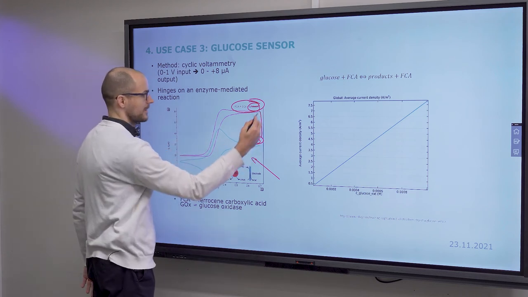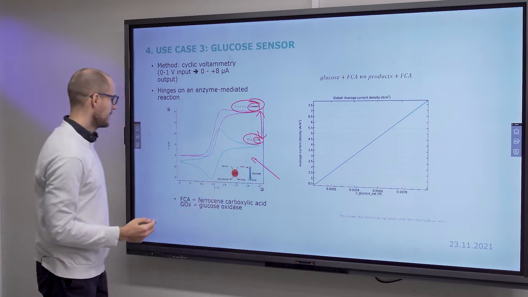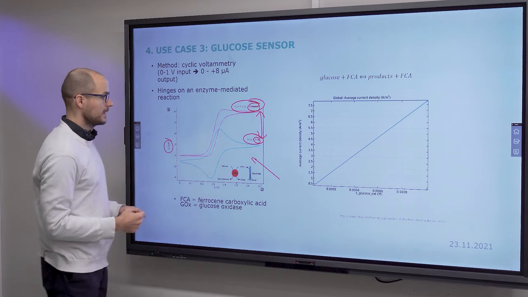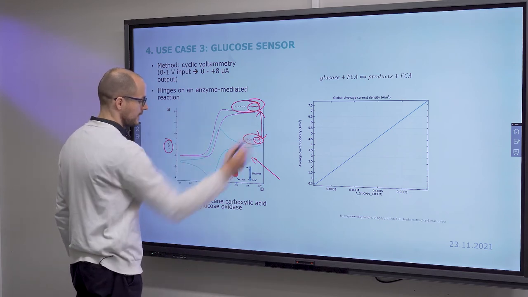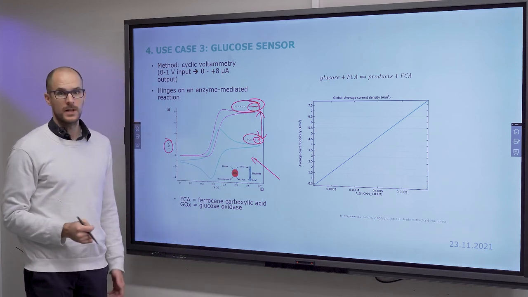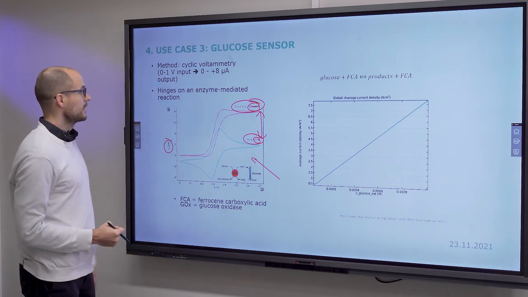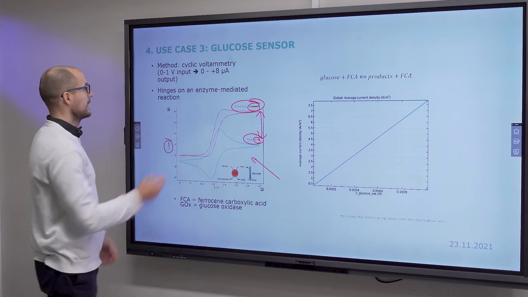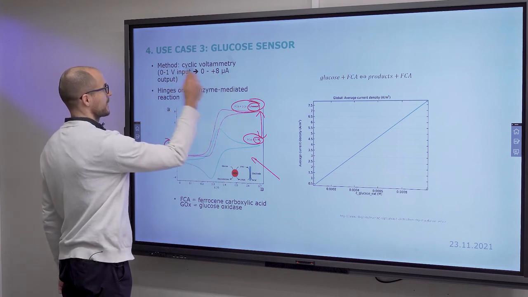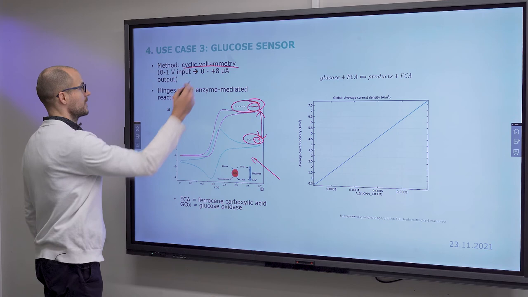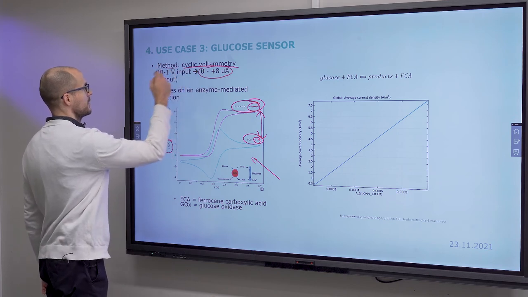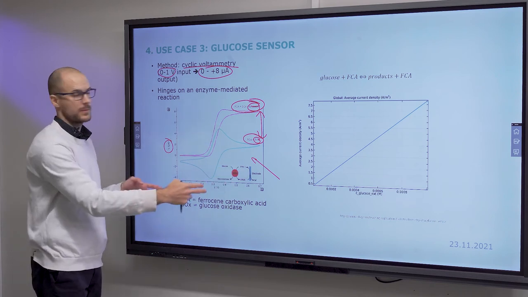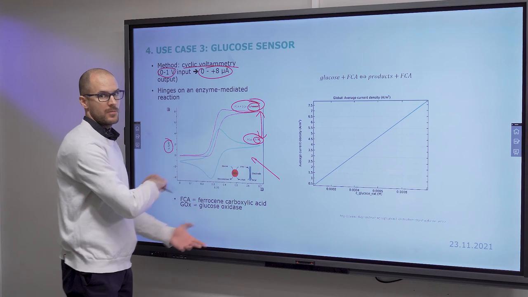There will be a deflection, and the amount of the deflection of this current flux is what tells you the concentration of the target, not the electroactive species, sorry. The method that we have here is called cyclic voltammetry, where you watch the current response to a voltage step. Usually a very small voltage is what we are talking about, from 0 to 1 and then back.